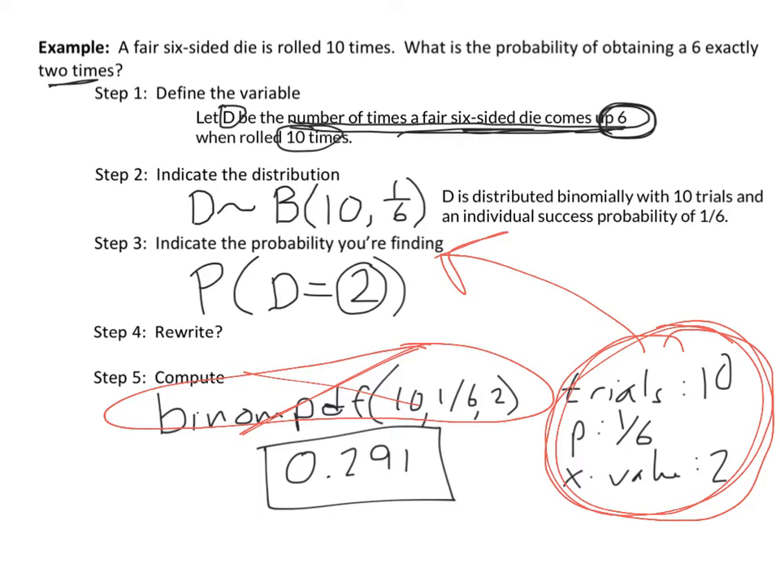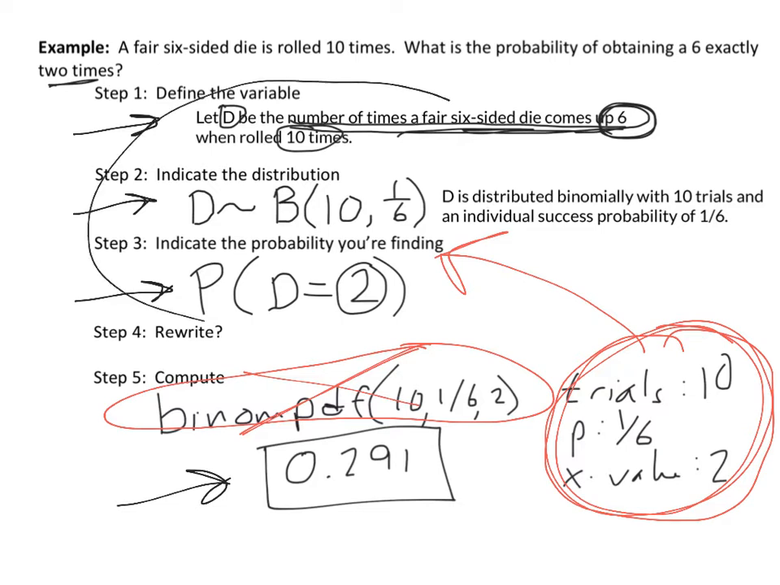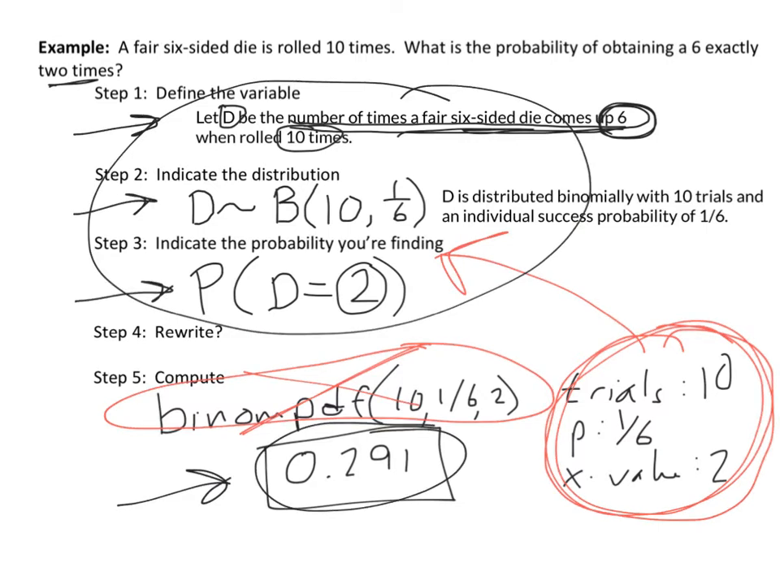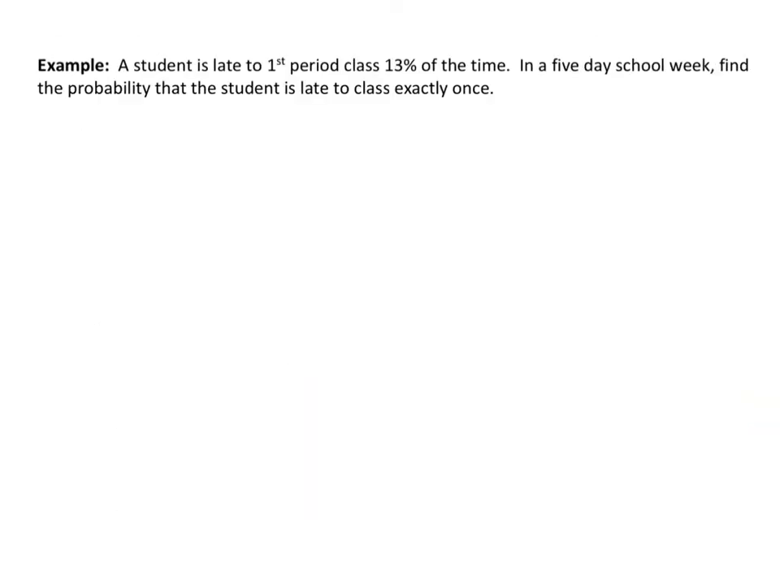So what IB really wants to see is the definition of the variable, the distribution, the probability, and the answer. They know you're going to use a calculator. So this is sort of what the work looks like on these problems. This stuff up here is where you get partial credit. This is where you get your answer. The entire rest of this video is just examples of this and us practicing it.